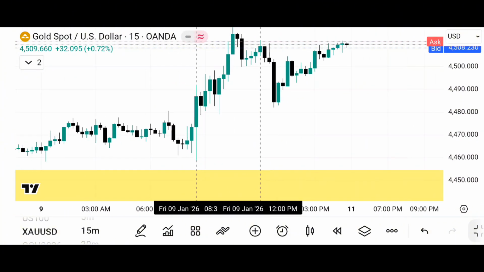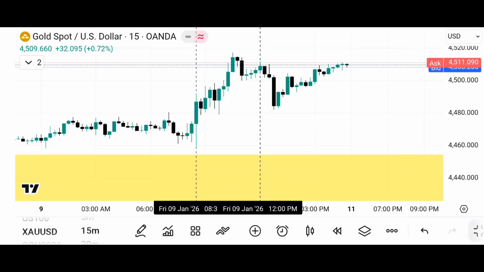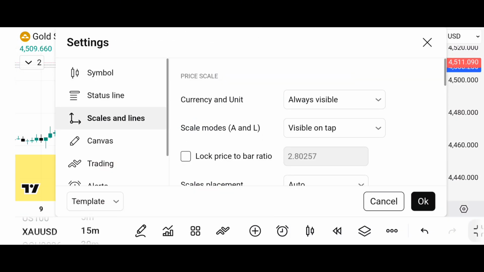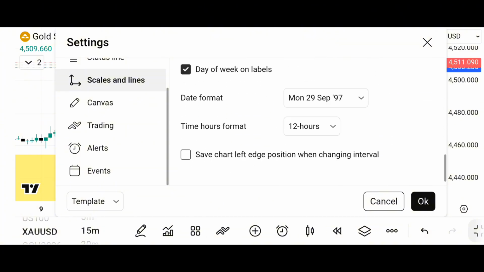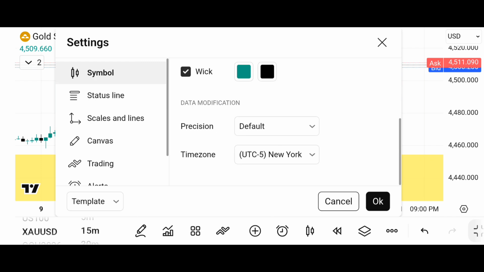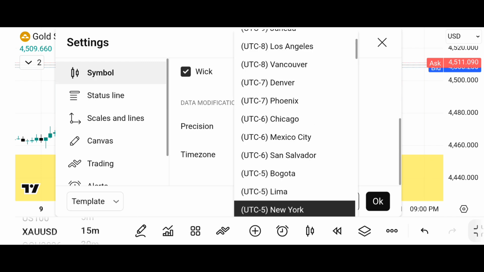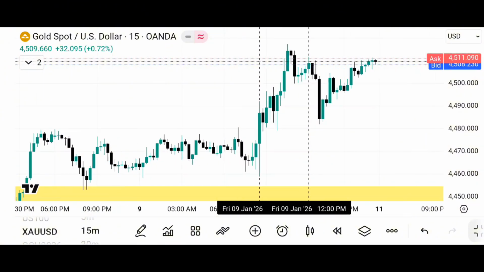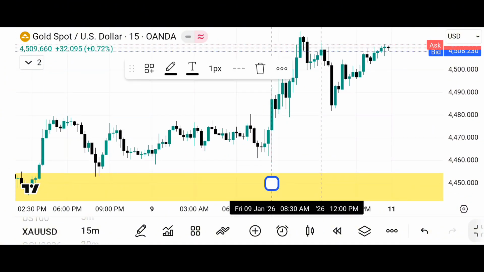8:30 a.m. to 12 p.m. And also remember your time zone should be set at New York. Okay, go to symbol time zone. The time zone should be set as New York to get this right. So let's put this at 8 o'clock.